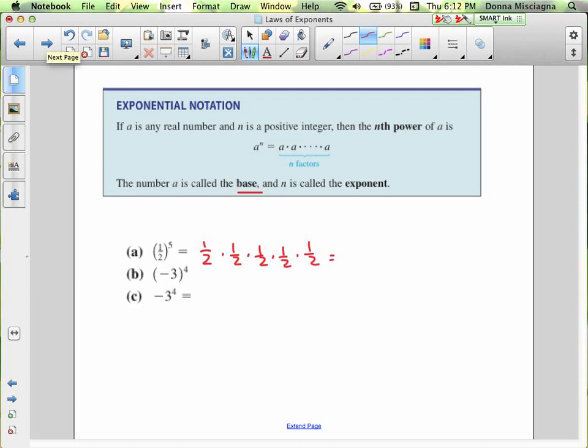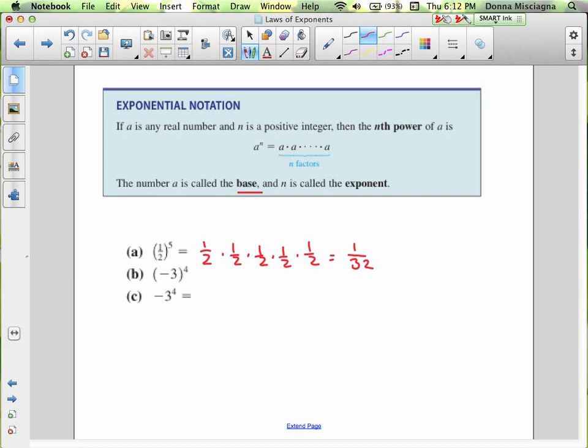Right? And I can simply multiply the numerator. If I multiply 1, no matter how many times, it's still going to be 1. And 2 times 2 times 2 times 2 times 2 would be 32. So you can either think of it as multiplying 1/2 by itself 5 times, or you can just raise 1 to the 5th power, which is the same as multiplying 1 by itself 5 times, and 2 to the 5th power, which is the same as multiplying 2 by itself 5 times.